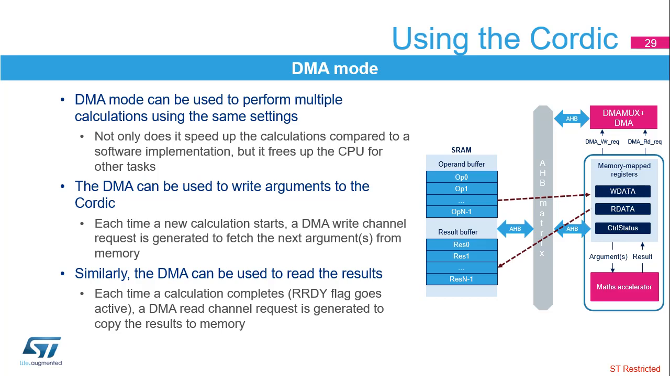DMA write requests are enabled by setting the DMA WEN bit in the Cordic CSR register. DMA read requests are enabled by setting the DMA REN bit in the Cordic CSR register.